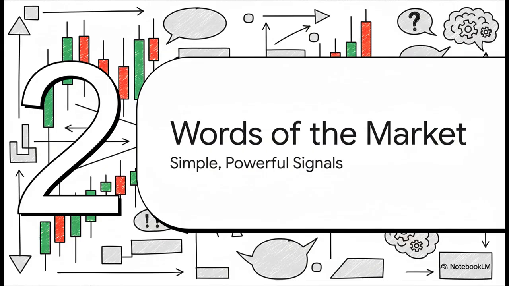All right, so once you can read the individual letters, the candlesticks, you can start to see them form words. And in technical analysis, these words are just simple patterns, usually made up of 1, 2, or maybe 3 candlesticks right next to each other. But don't let their simplicity fool you. They can give us some really powerful signals about what might be coming next.